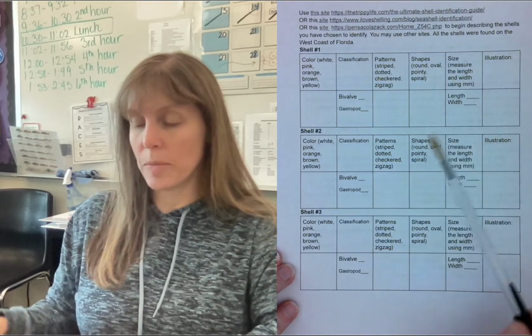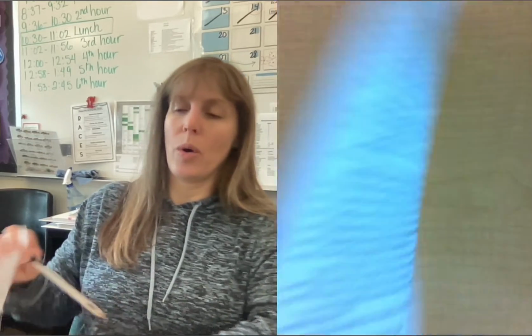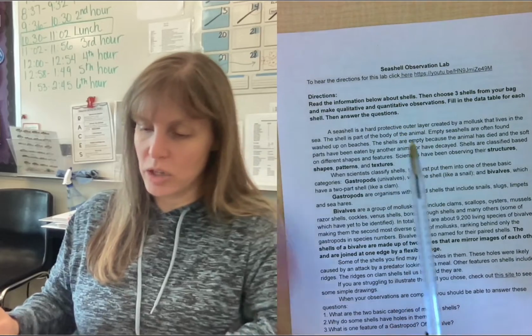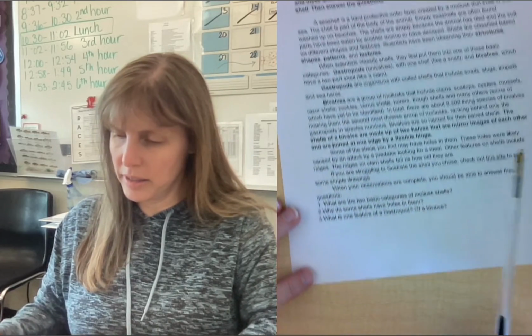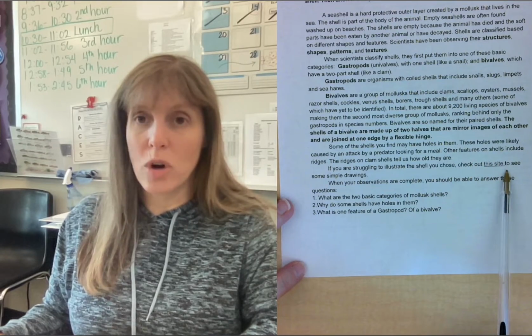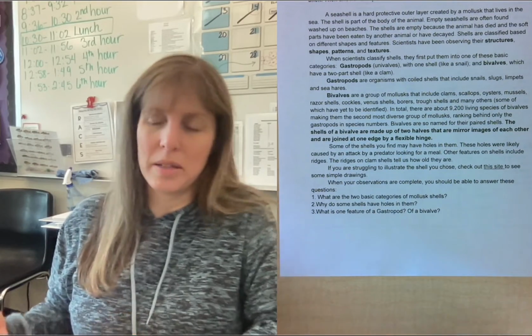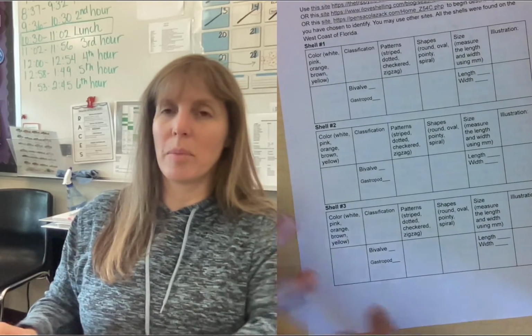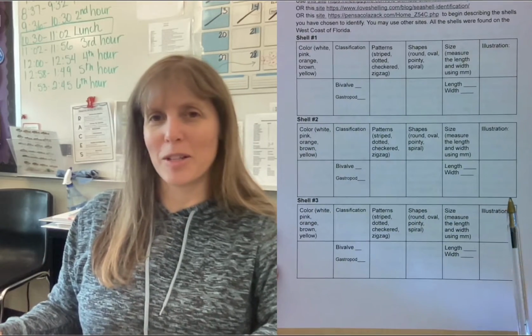If you cannot draw it, on the other side of your lab, on this page, there is a website right here to see some simple drawings that will really help you be able to draw them if you can't. Okay? And I'm not looking for perfect artsy, but it's kind of fun to draw pictures of shells.